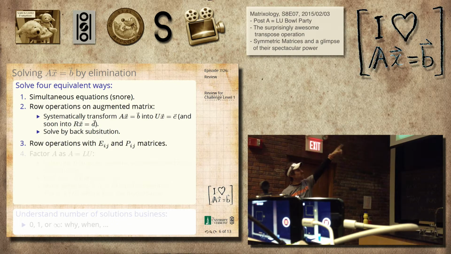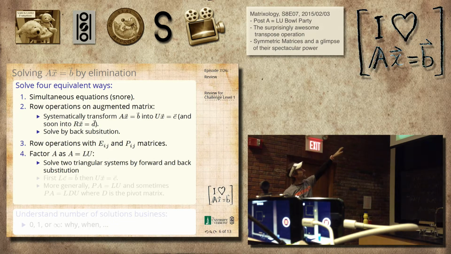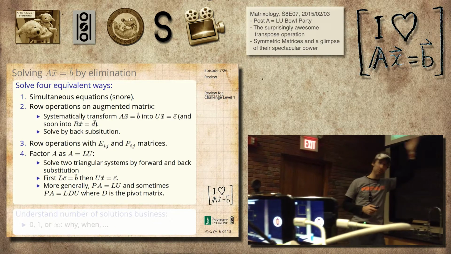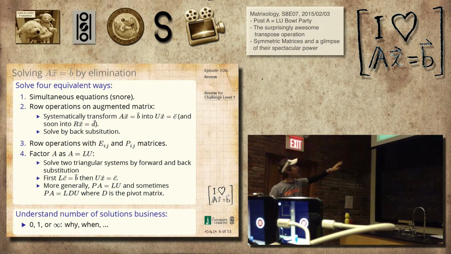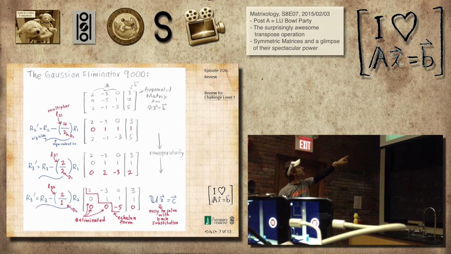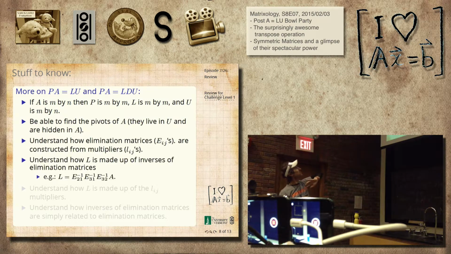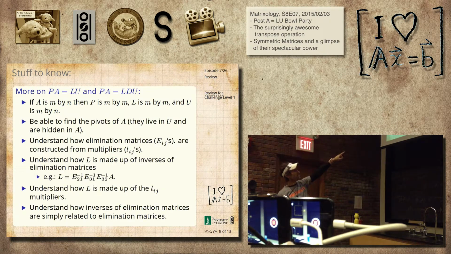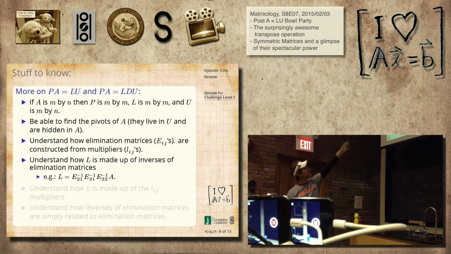Then we talked about elimination matrices and permutation matrices. And we figured out this whole factorization with LU, two triangular systems: LC equals B, solve that, and then UX equals C. And more generally, we talked about today, you could have LDU. Understand when you have 0 solutions, 1 solution, infinitely many. There's this little piece, the Gaussian eliminator 9000. You need to be able to do this exactly right, transform it into elimination matrices. Understand how L is made, how we make it out of the elimination matrices, how the L_ij's fit in perfectly.